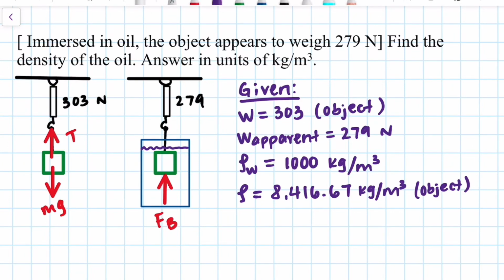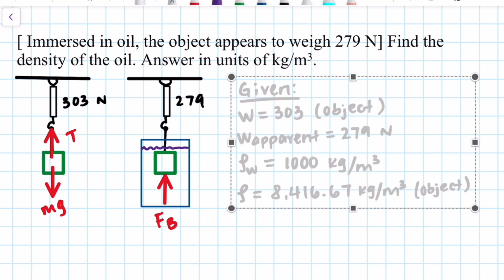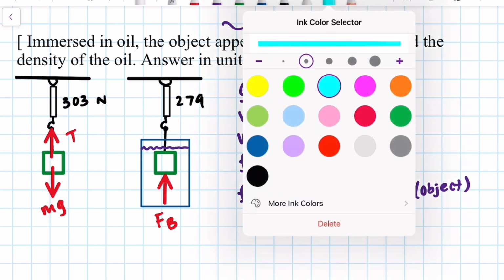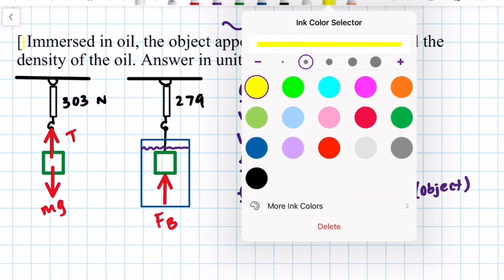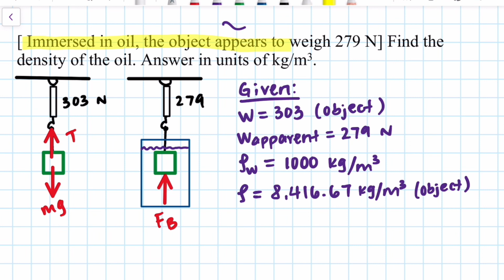Okay, so this is part 2 of that problem, number 14 in the homework. The second part is asking us to find the density of the oil. And for that part, we'll use this information: the fact that when the object was immersed in oil, now we have an apparent weight of 279 newtons.